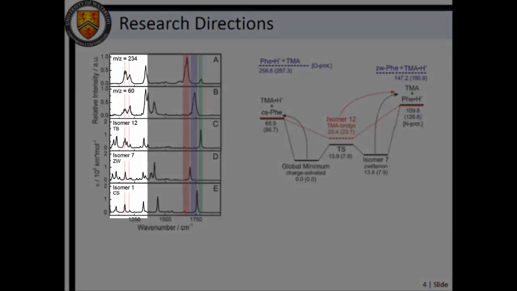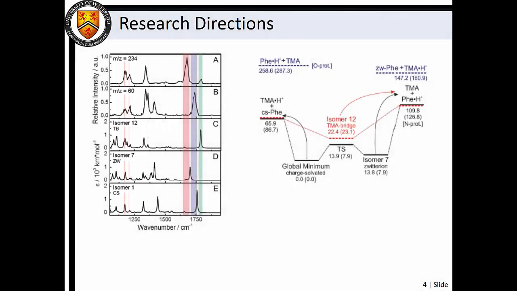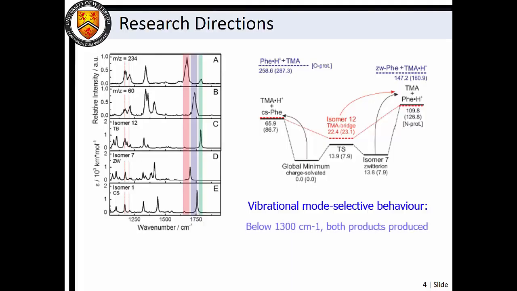Interestingly, for excitations below 1300 reciprocal centimeters, all three binding motifs access both product channels. Taken as a whole, this shows vibrational mode selective behavior. We can dial up a particular product distribution by exciting specific vibrational motions. At lower wave numbers, all three binding motifs exhibit similar spectra.